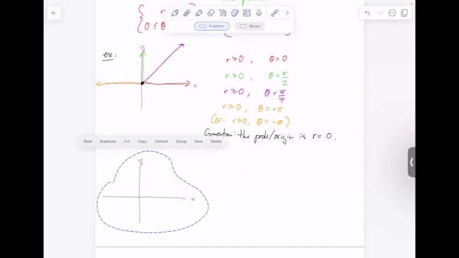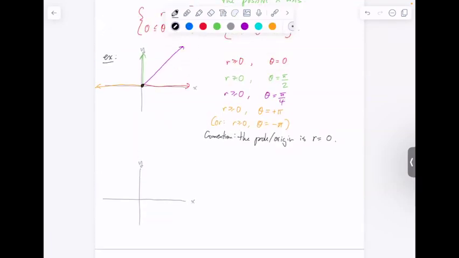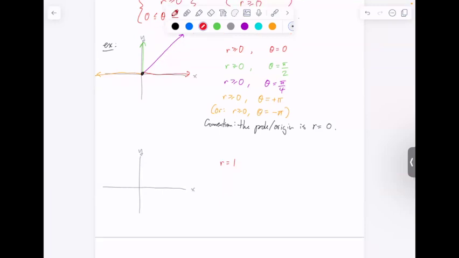Okay, so let me go ahead and do the following. Let's now look at constant R. Let's say there's no restriction on theta. Let's just say R is equal to 1. What geometric shape is this? After we do this, we'll take a brief break. So what is R equals 1? This is a radius 1 circle, because this measures every single possible point.